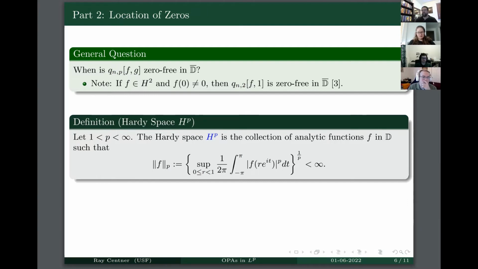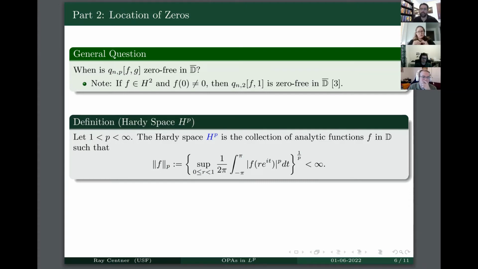And so I'm developing the theory in the context of LP, but I'm viewing HP as a subspace of LP by identifying F with its non-tangential limit function, which is in LP. But at any rate, what I want to do is generalize this statement above to the Hardy space HP.